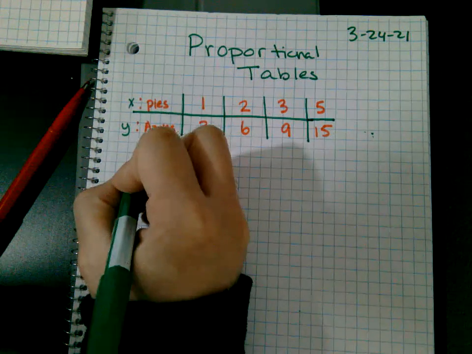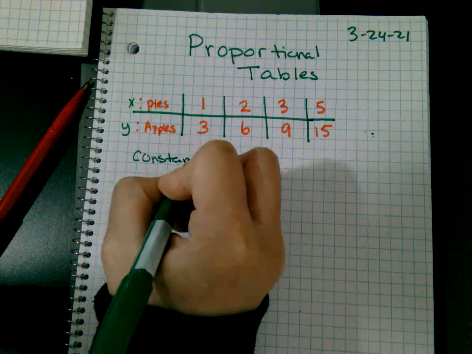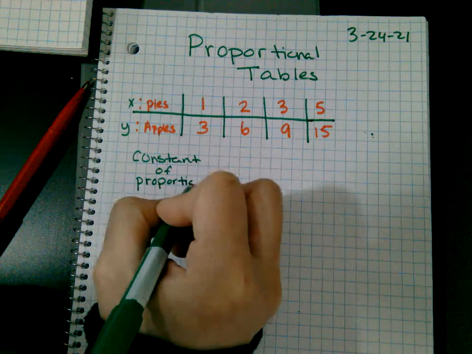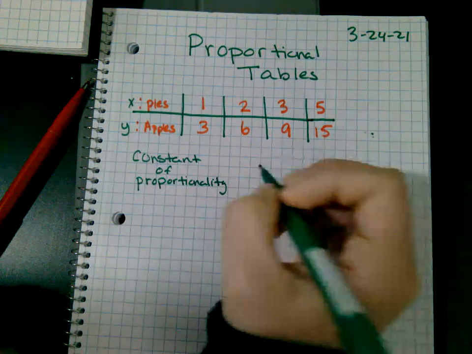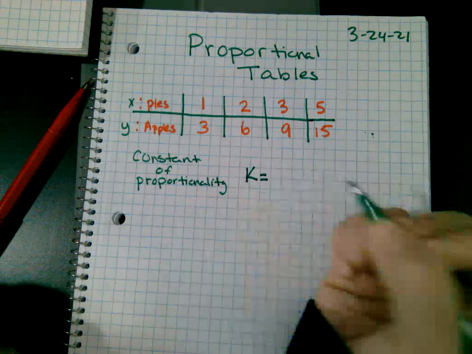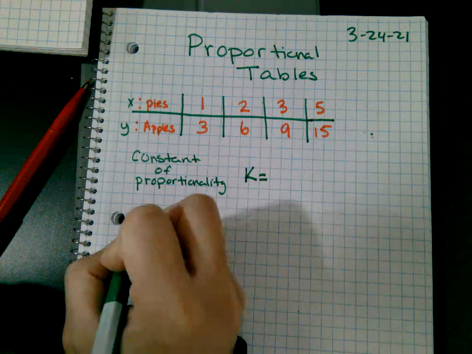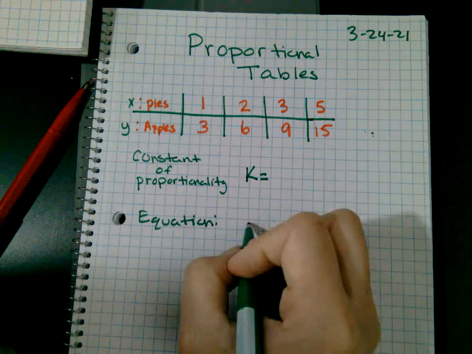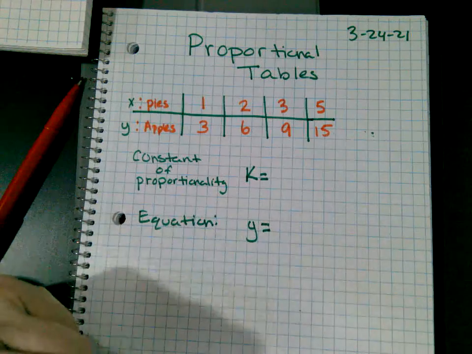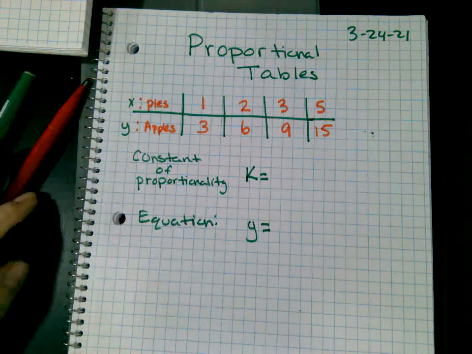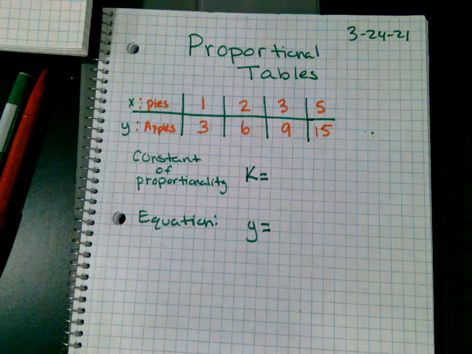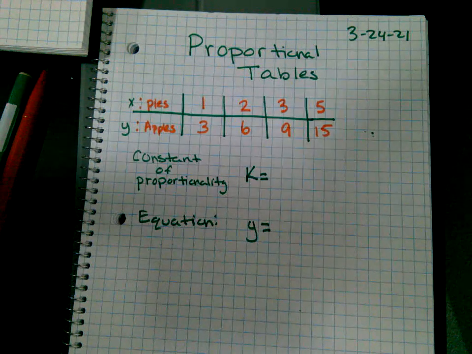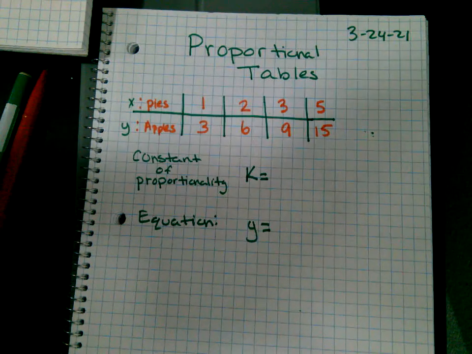So the first thing I'm going to ask you is, okay, what's the constant of proportionality? In other words, what is K equal to? And then I'm going to ask you, well, what's the equation? And remember, your equation starts with Y equals. So, any wild guesses out there of what would be, just given this, what would be your constant of proportionality? As in, what's your unit?